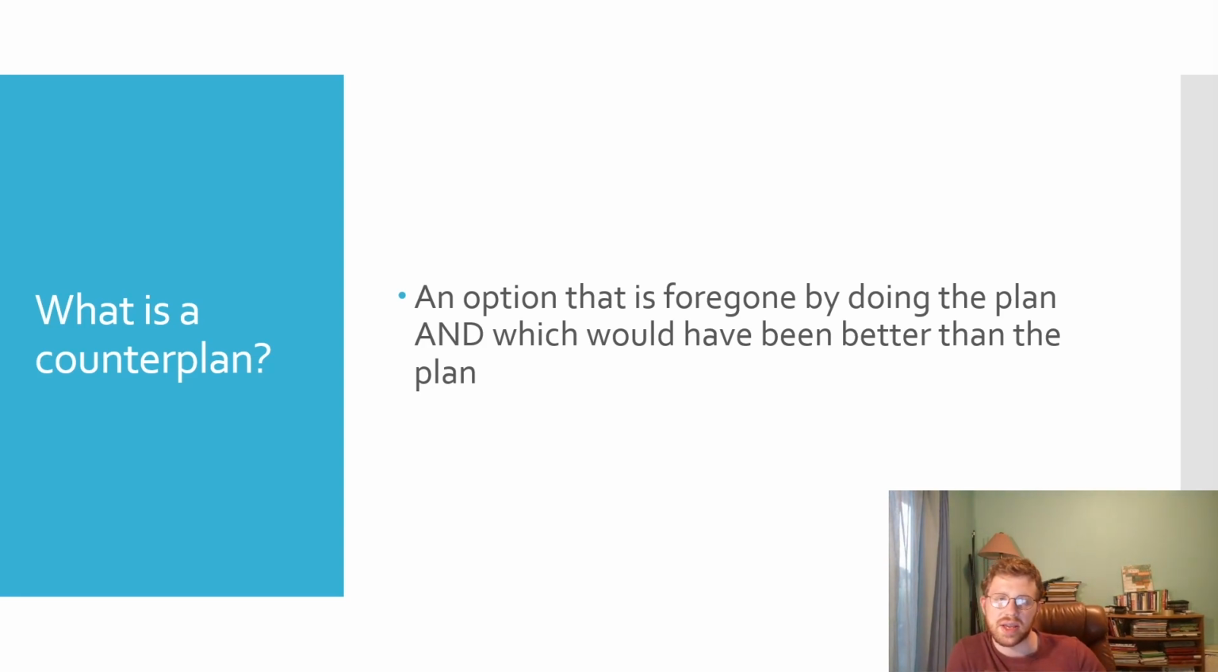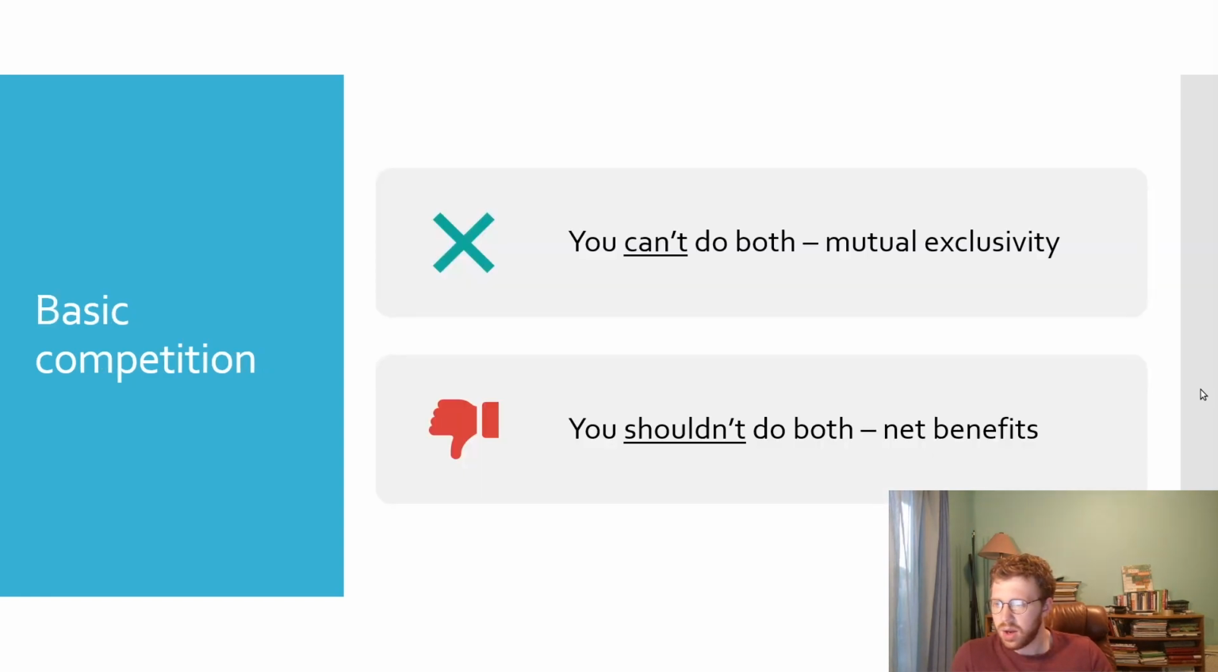How do we tell that a counterplan is actually an opportunity cost of the plan? The way that we do this is through competition. There are two ways that a counterplan can compete, and either of these ways means that it's an opportunity cost of the plan. The first way is if you cannot do both, which means that the two are mutually exclusive.